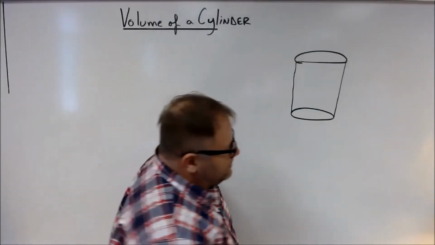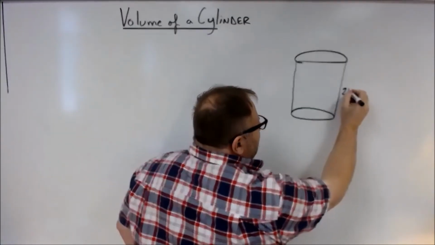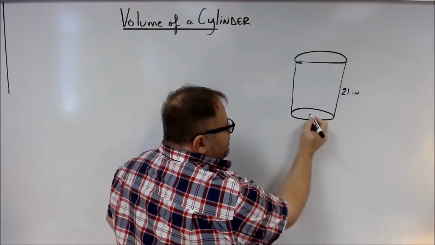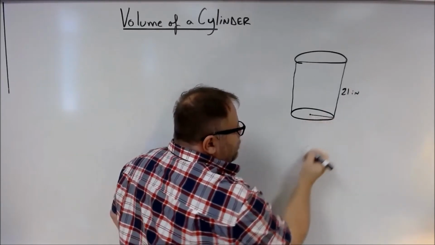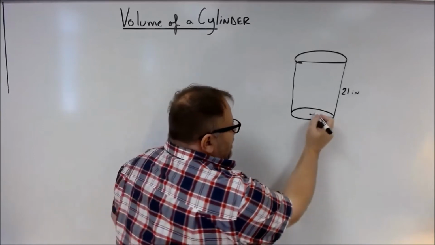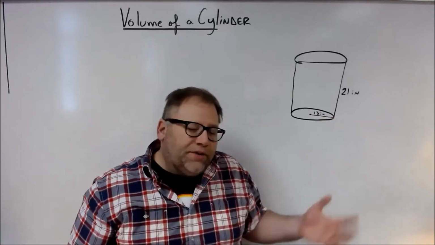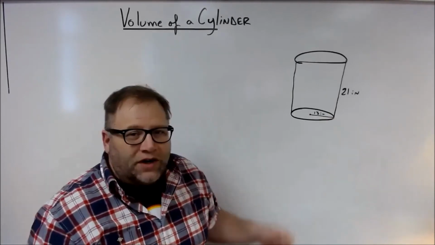Then I need to label it. So I need a height here of 21 inches. And then let's put a dot here at the center of our circle and draw it out and say our radius is 13 inches. There's our cylinder. It's not perfect, but it's going to work for us.